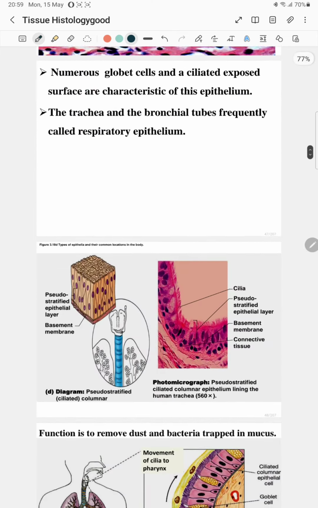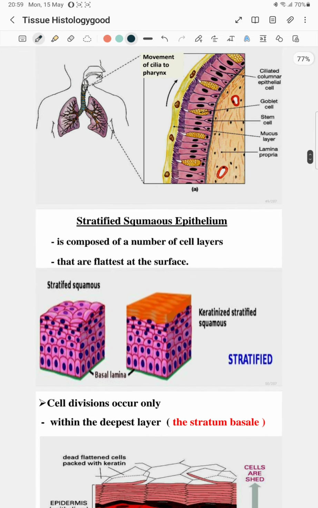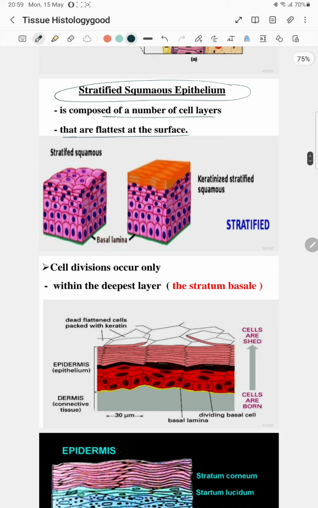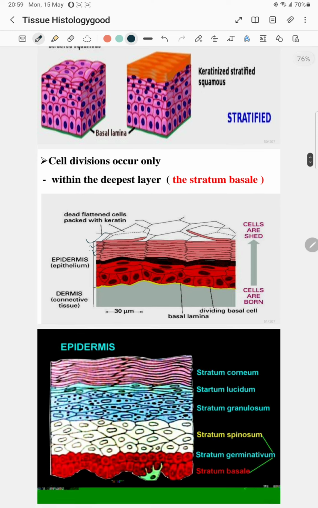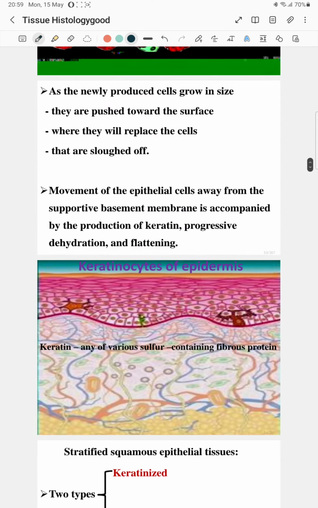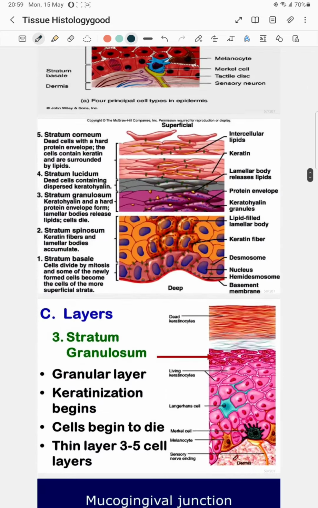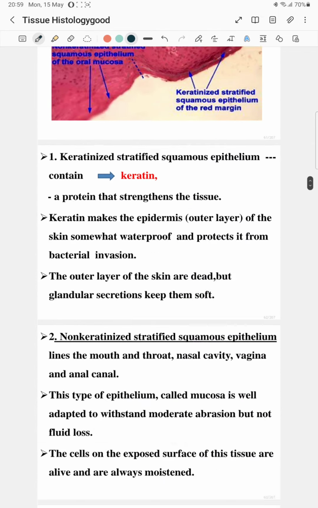Pseudostratified, this is not in your syllabus, so we are not going to discuss it. We have stratified squamous epithelium. These are composed of a number of cell layers that are flattest at the surface. There are many layers on them. See, 1, 2, 3. There are many layers. So whenever layers come, you should know that it is a stratified epithelium. All right, these are not required for class 9.